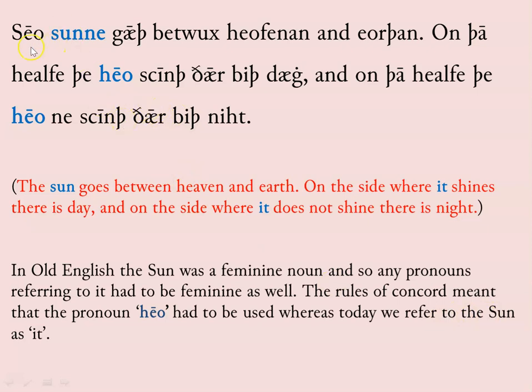But I have seen a version of this where the word hit is in there, meaning it. It's a neuter pronoun, and we'll see why that is an exception later on. But at the moment, this passage makes sense because the heo here and the heo here refer back to the sun, sunne, which is a feminine noun.